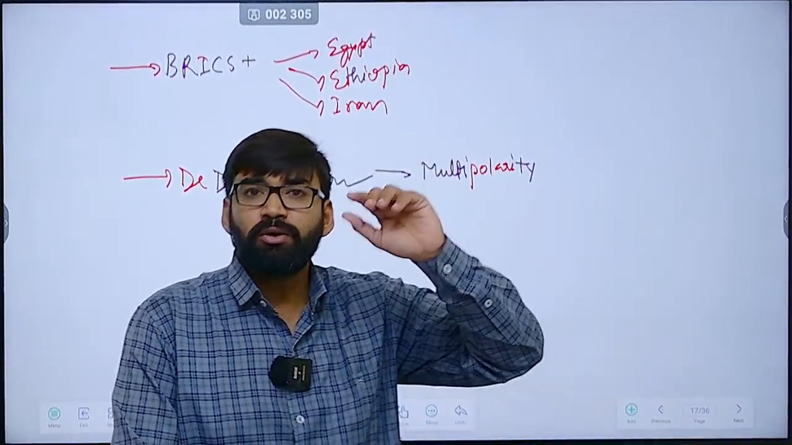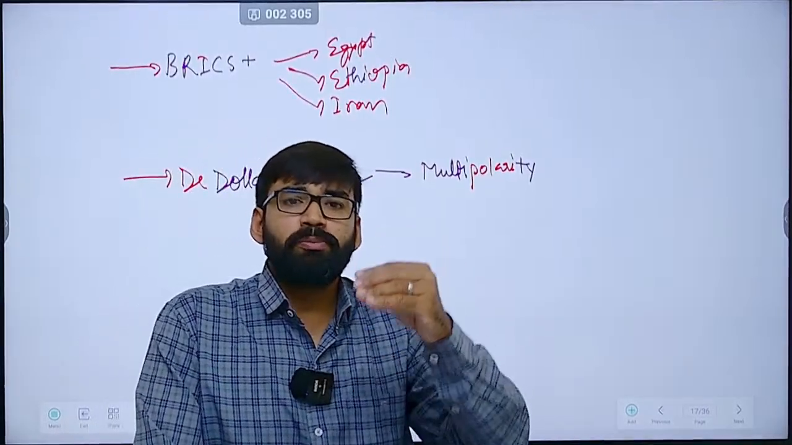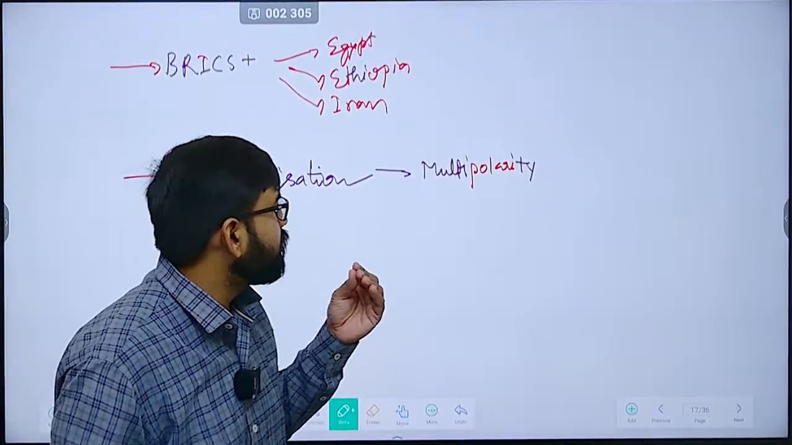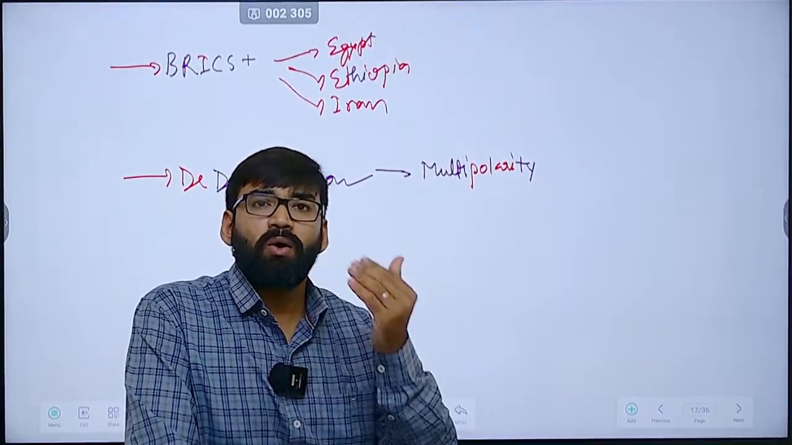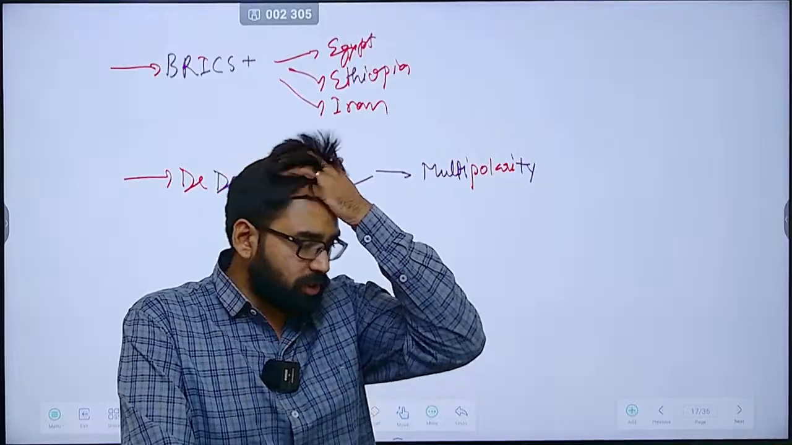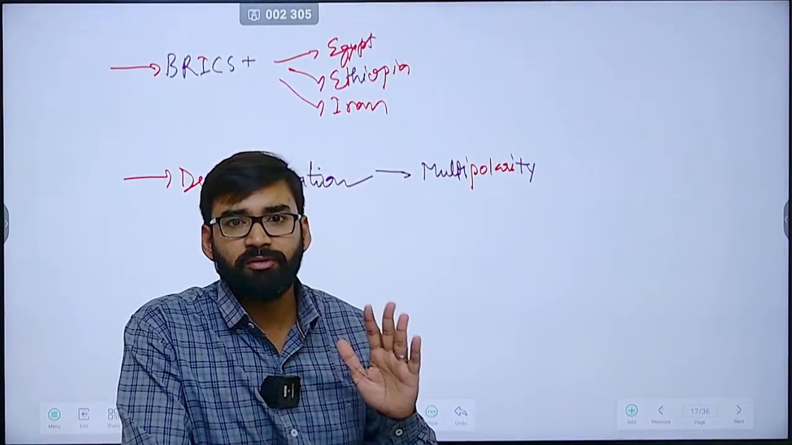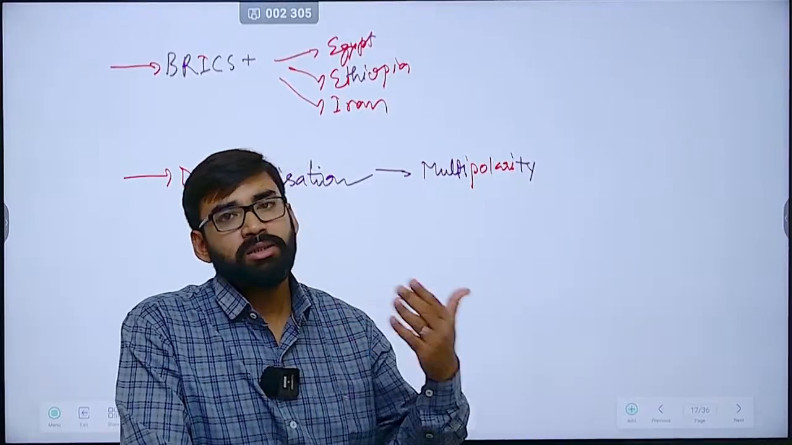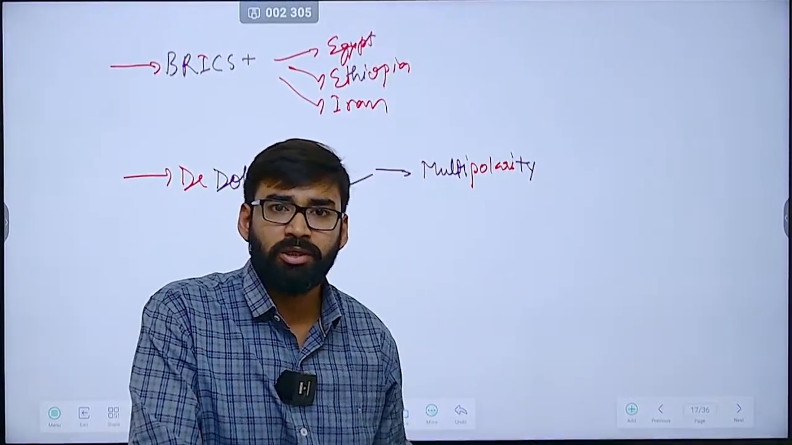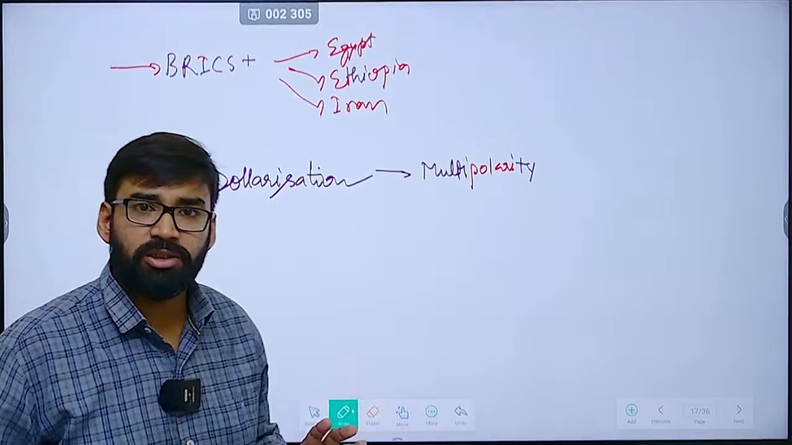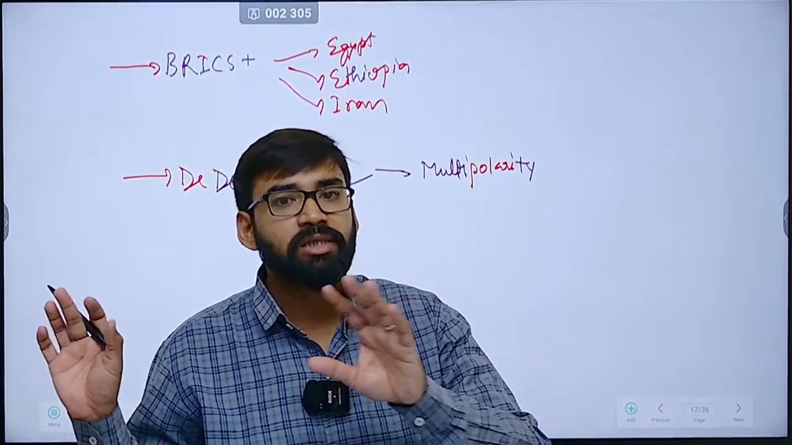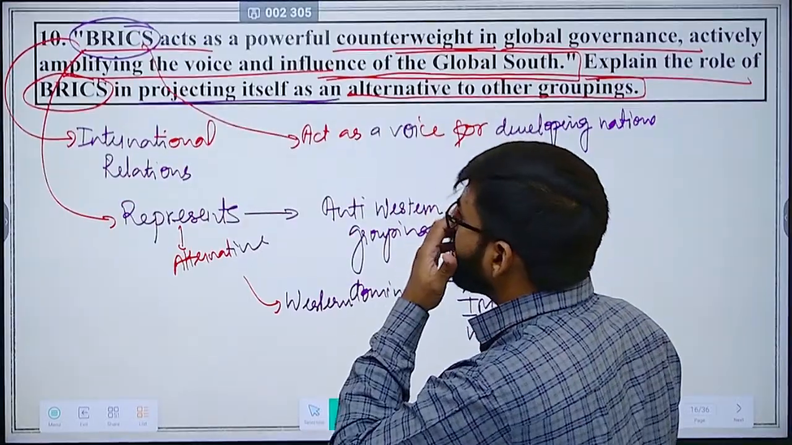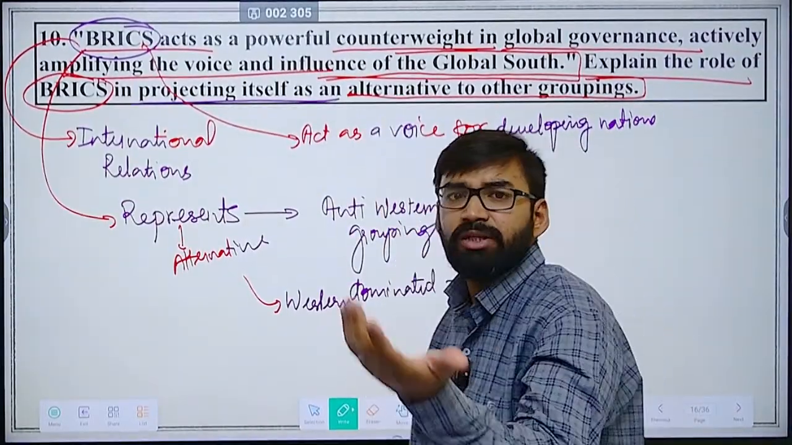So we need to understand what UPSC is trying to ask here. They are actually trying to ask what is the role of BRICS first of all with respect to the global governance counterweight, then how it is representing the global South. These things we have to mention. So how are you going to write the introduction? We have already discussed the introduction. You can start with BRICS Plus, or start with BRICS simply.